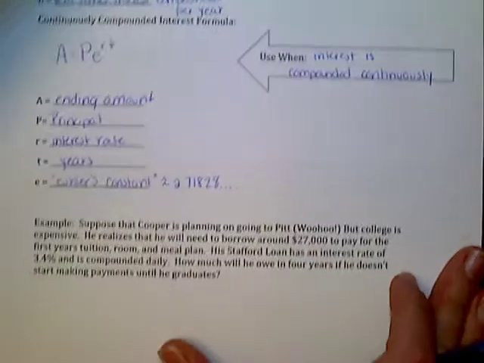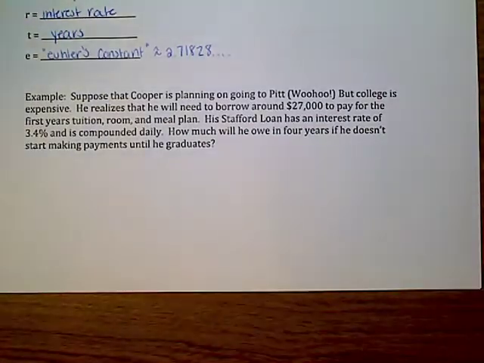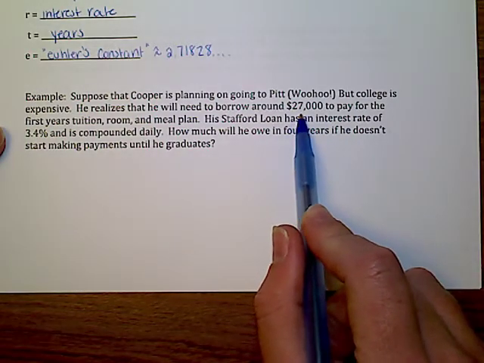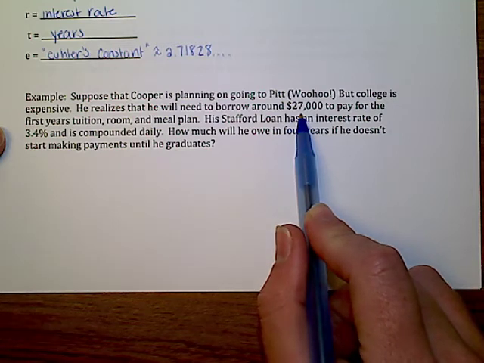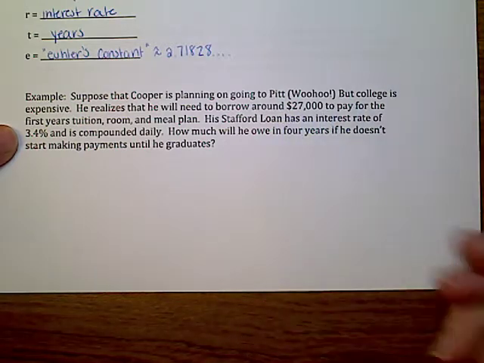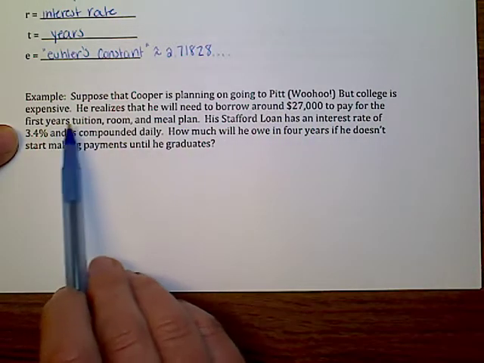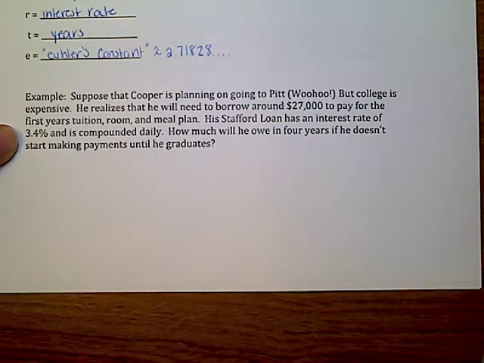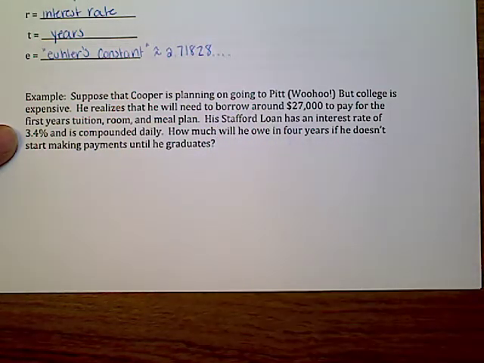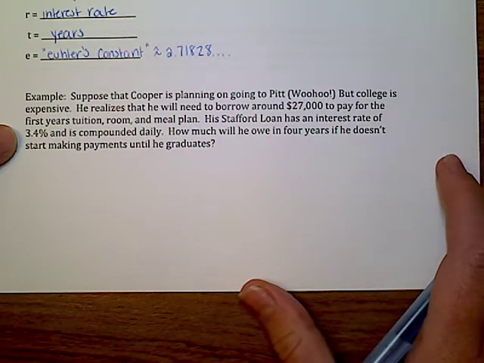So if we look at this example here, it says, suppose that Cooper is planning on going to Pitt, best college in the world. However, and this is a fairly accurate figure, I believe I got this from Pitt's website last year. So it actually will probably be a little bit more, hopefully not a lot more, but a little bit more today. But let's say you need about $27,000 to pay for tuition, room, and your meal plan. Now, this thing called a Stafford loan, it's a pretty typical type of loan that is used for college loans.